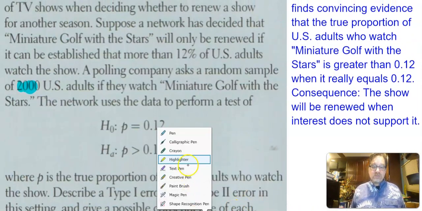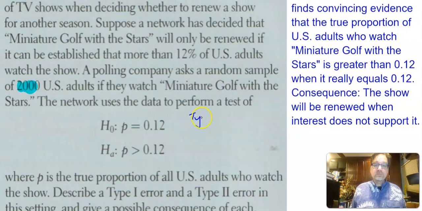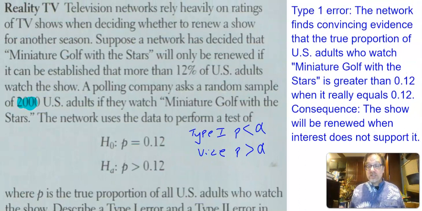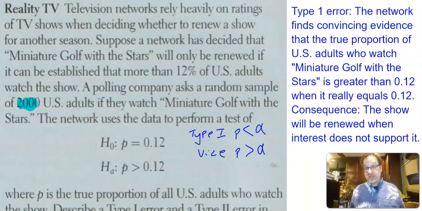Now remember, just as a reminder, type 1 error: we're going to say p is less than alpha when it should have been bigger than alpha. Type 1 is p less than alpha, vice p greater than alpha. So if it's less than alpha, we're going to reject the null hypothesis, and I should have failed to reject the null hypothesis.